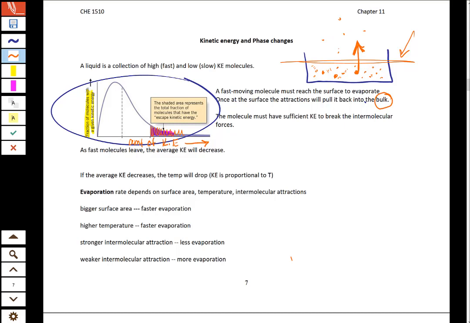When they break through, they're physically really close to other molecules, and they're also attracted to each other. So the molecules have to have enough kinetic energy to overcome those intermolecular forces that attract molecules to one another. That's what is going on when something evaporates. You have to have water molecules that can break through that surface. And when those fast-moving water molecules leave, it decreases the average kinetic energy. And that makes sense, right?